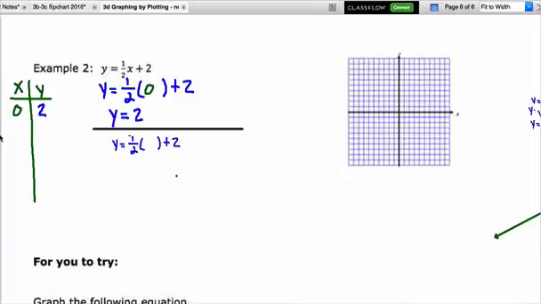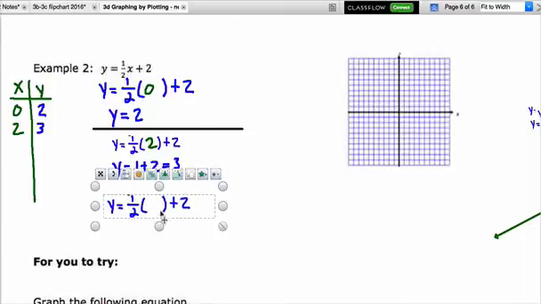So let's try 2 instead of 1. So I'm going to put in 2. 1/2 of 2 is 1. And so I get y equals 1 plus 2 equals 3. A little bit easier math on me that way. Do this again. Make sure I use some negatives.